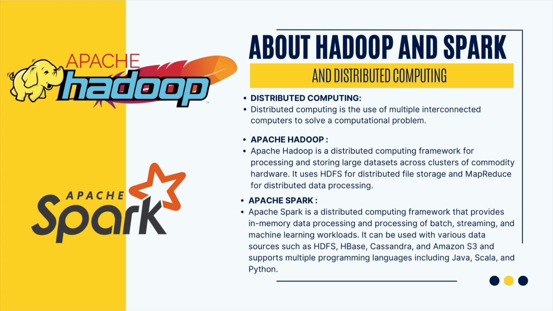Apache Spark is a distributed computing framework that provides in-memory data processing and processing of batch, streaming, and machine learning workloads. It can be used with various data sources such as HDFS, HBase, Cassandra, and Amazon S3 and supports multiple programming languages including Java, Scala, and Python.